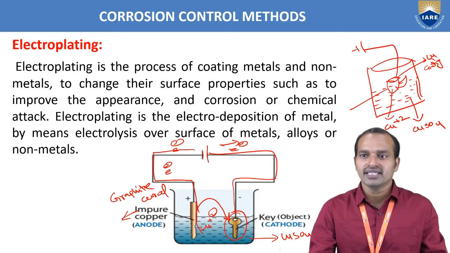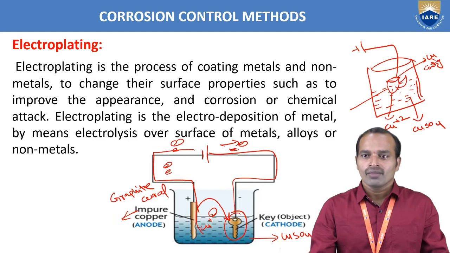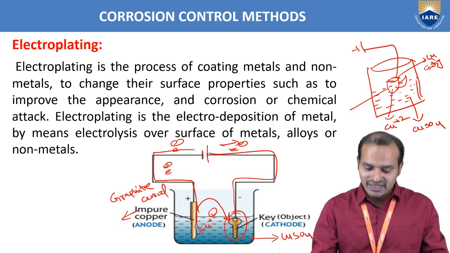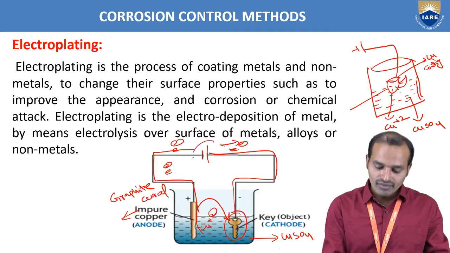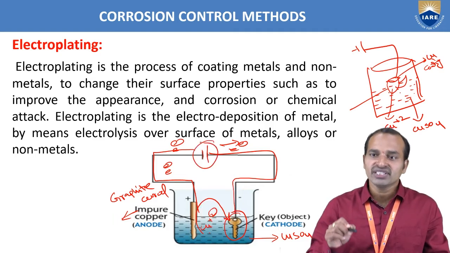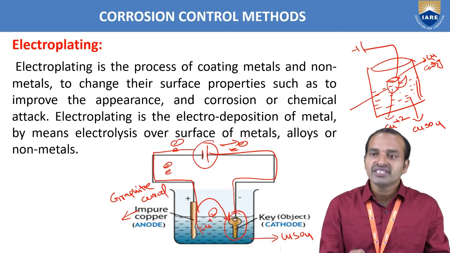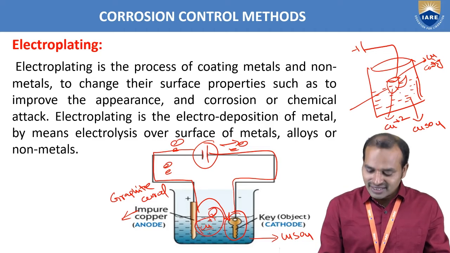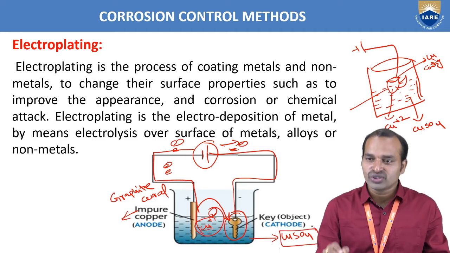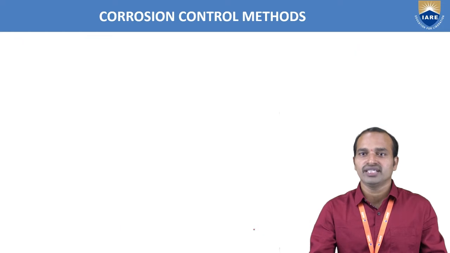Electroplating means what? The deposition of metal ions, that means copper ions, on the key by applying the current. The electrolyte solution contains the metal ions which are deposited. Which metal ions are deposited? Cu2+ ions are deposited. Those metal ions must be present in the electrolyte solution, that is copper sulfate solution.